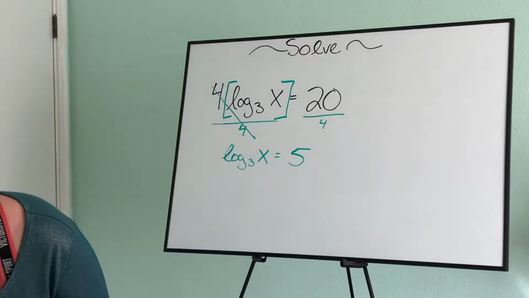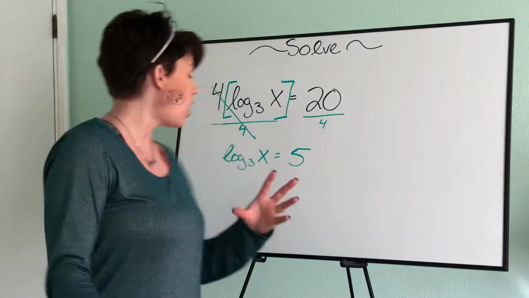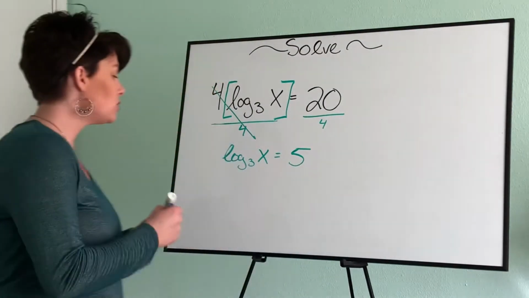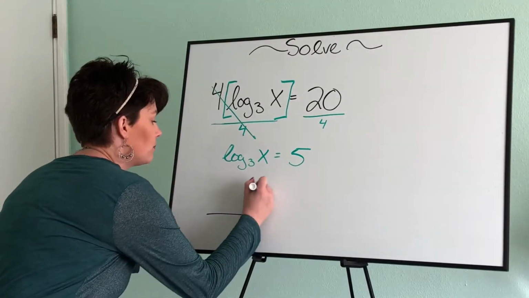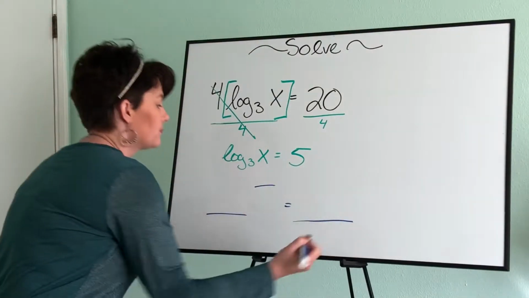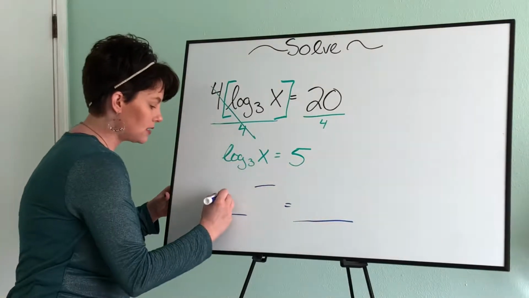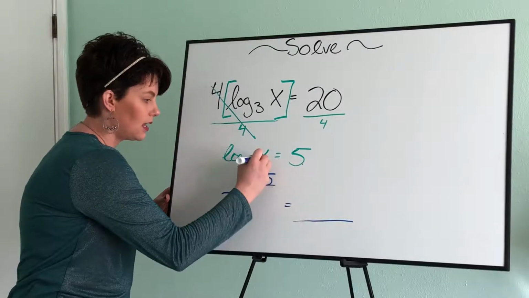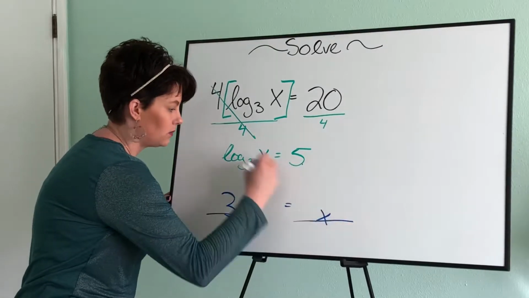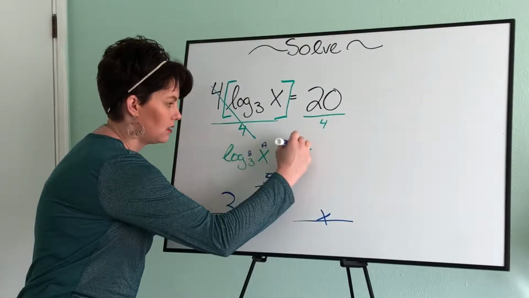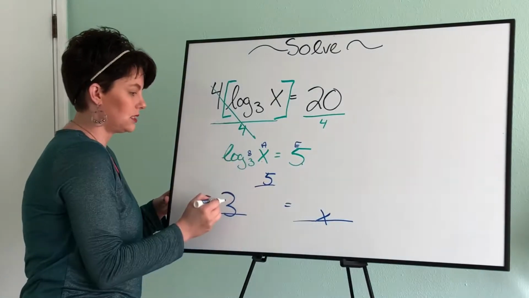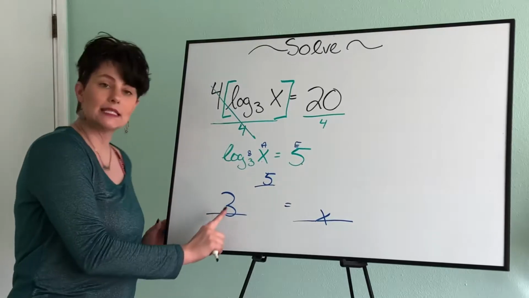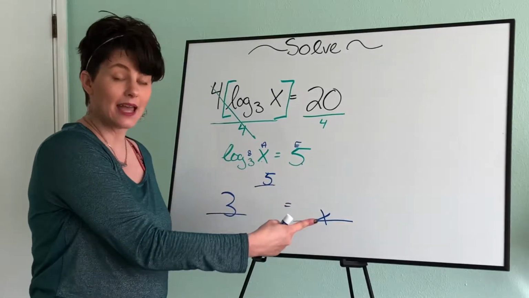So now we want to undo the log. We want to get rid of the log so we can move it away from the x, so that way x will be by itself. How are you going to do that? You're going to put it into exponential form. So we know that 3 is our base, 5 is the exponent, and x is the answer, because log is base, answer, exponent. So now you can see that 3 to the 5th power equals x.